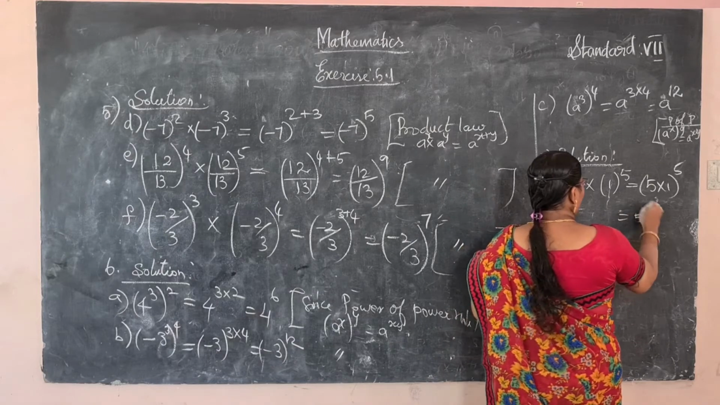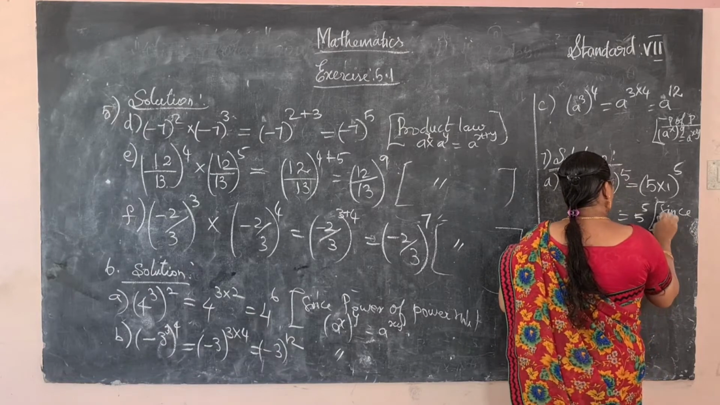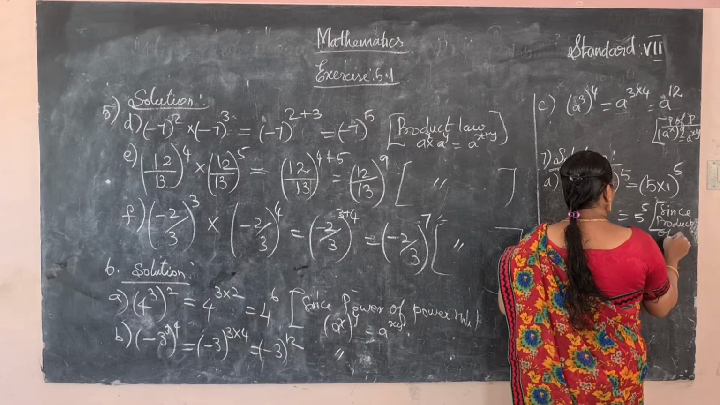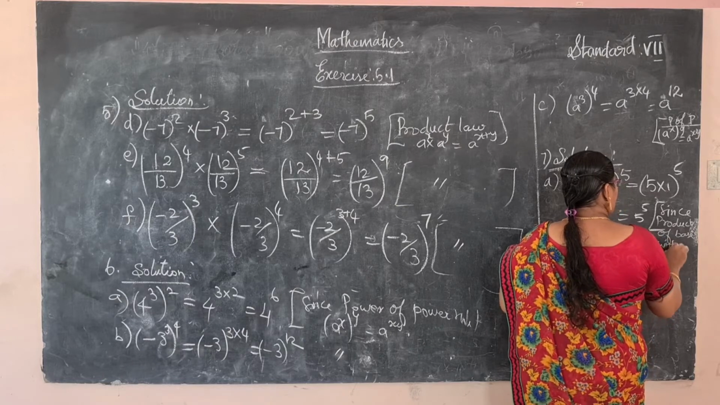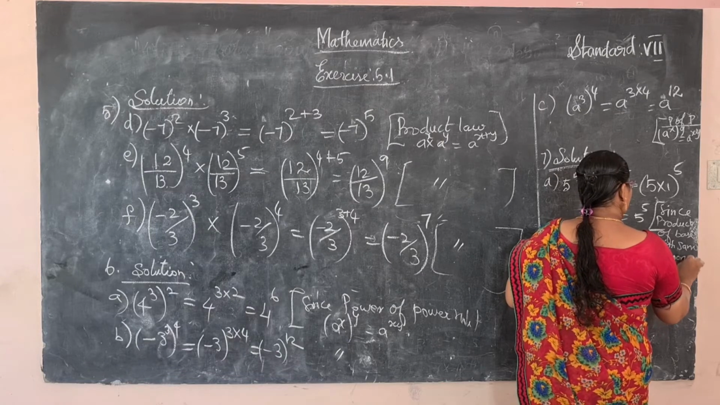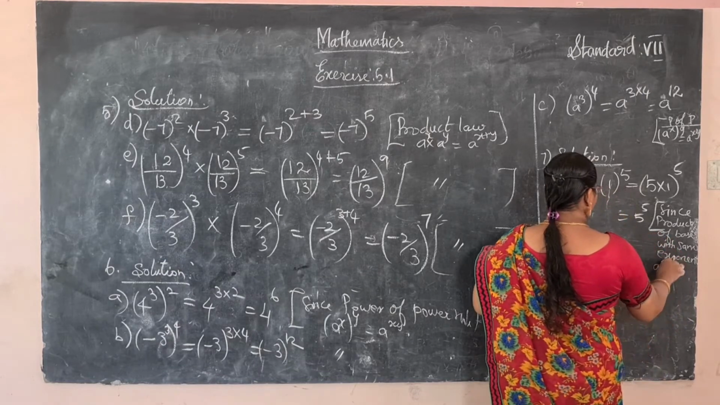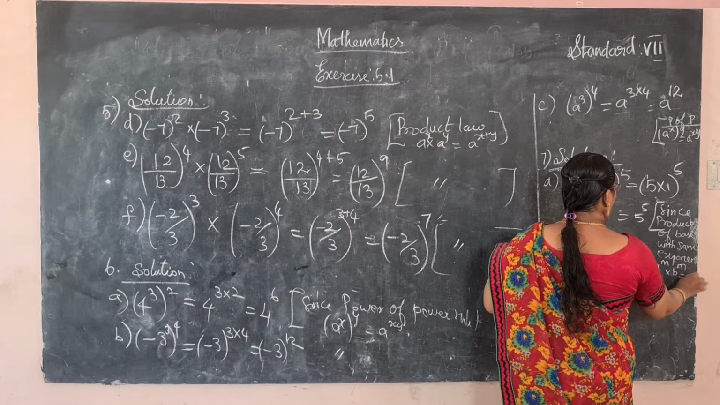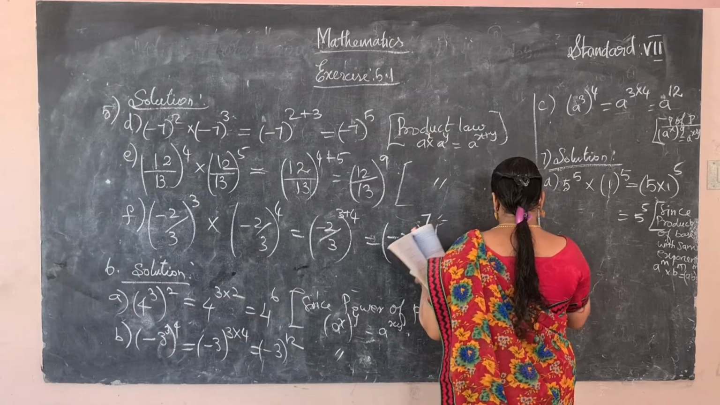So what is the value? 5 power 5, since product of bases with the same exponent. So what is the formula? a power m into b power m is equal to ab the power of m. Okay, right.